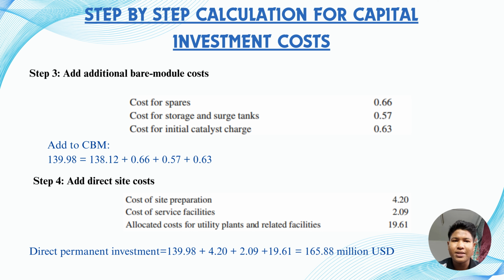Now, step 4, direct site cost. Site preparation is estimated at 4.20 million, roughly 3% of CBM. This covers groundwork, grading, and basic construction prep. Service facilities, including the roads, buildings, and the general infrastructure, are at 2.09 million. And allocated utility costs for steam, power, cooling water and so on are calculated at 19.61 million. Altogether, this brings the direct permanent investment to a solid 165.88 million USD.